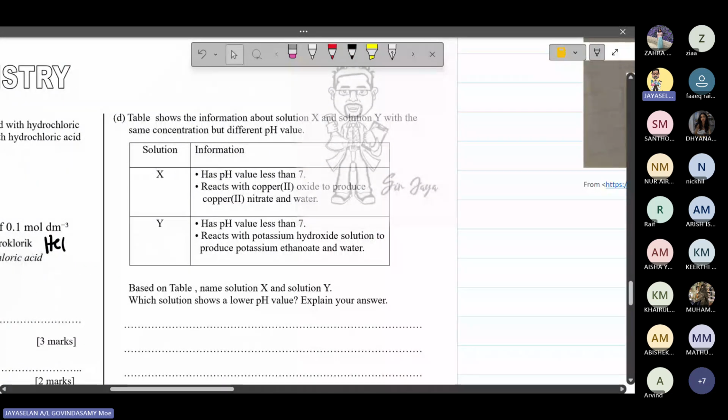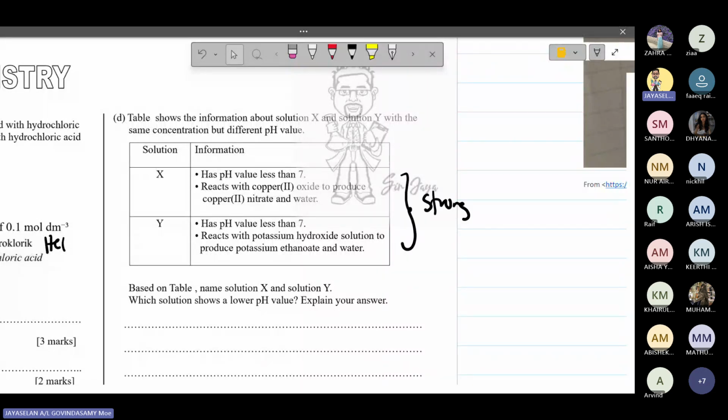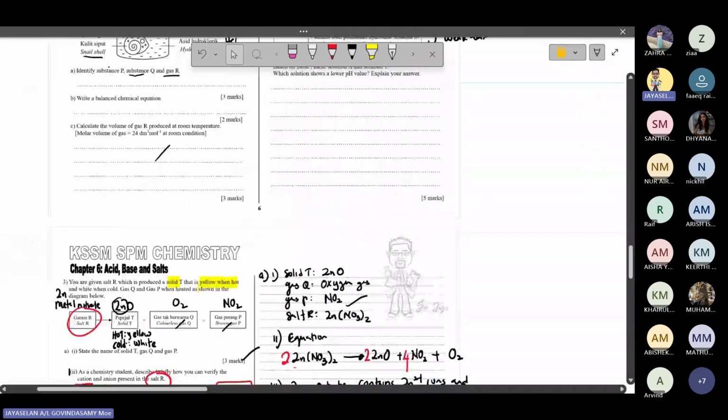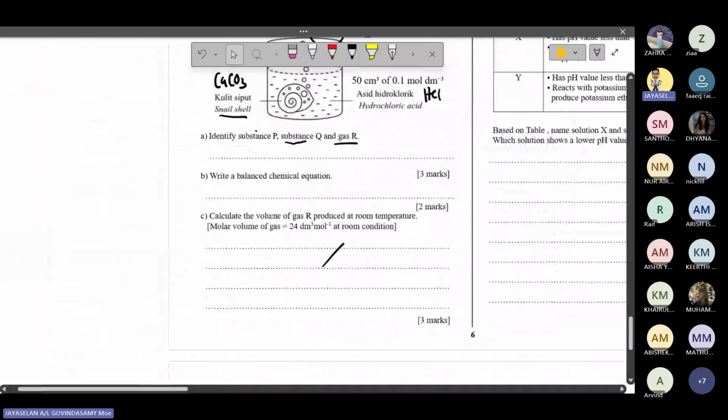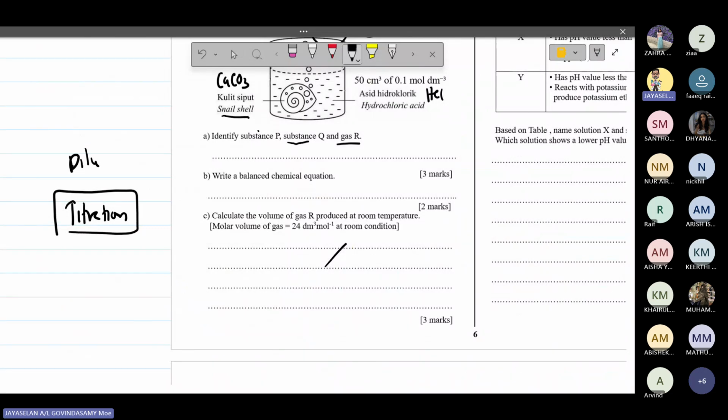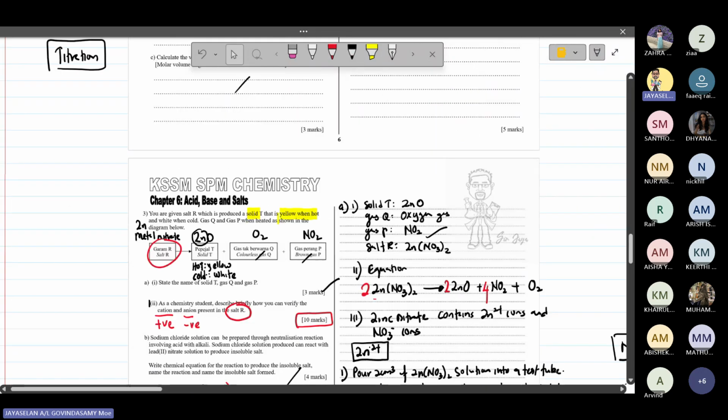After you finish this, kamu tengok ni. Dia akan suruh kamu cari strong acid and weak acid. This question is for strong acid and weak acid. Tadi kita buat roll, right? Now the strength of the acid. Try to do this question, 5 marks. Okay, ini semua sudah buat. After that, use my module to do titration. In the titration, there is titration calculation. Then dilution calculation, M1V1 equals M2V2. Once you have done these, that means you are ready for your exam.